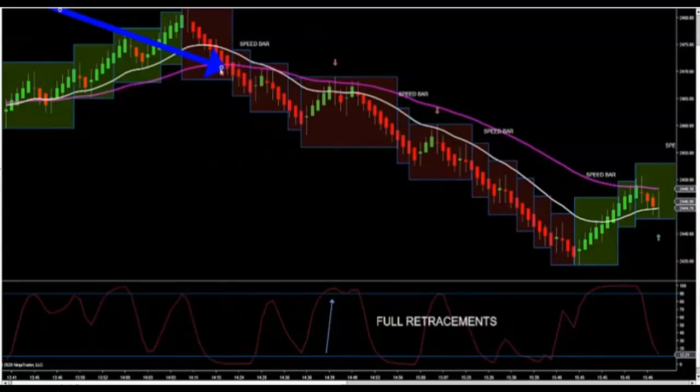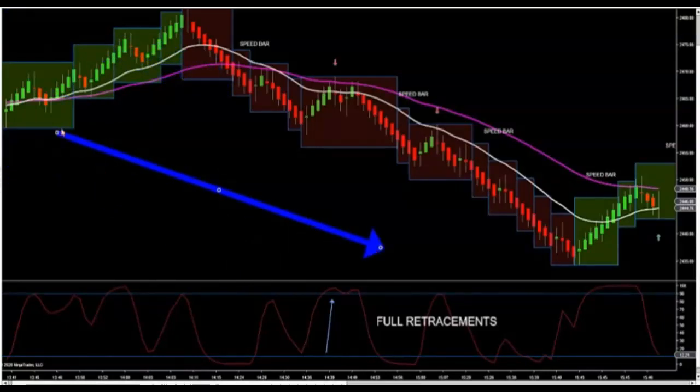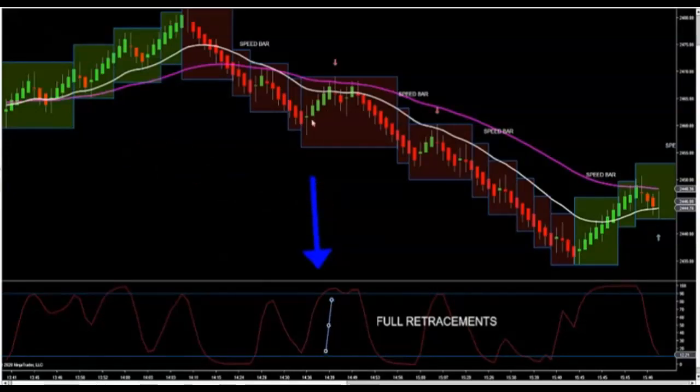Once you see that, what you want to do is look for a full retracement. We do not get a full retracement down here yet until right here. There's your full retracement above 90%. Green, green, green, green, green, counter trend traders. Red close would be the red close of your bar, and then you got your setup.